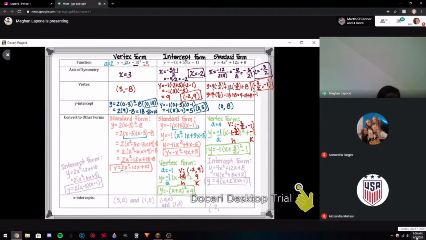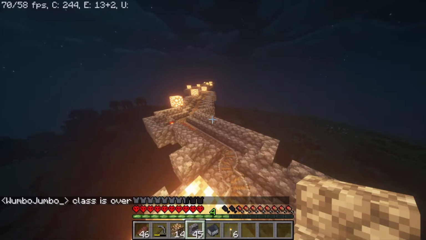And then if I want to say what my x-intercepts are, I'm going to write them down here. This is where I get negative 2, 0, and negative 1, 0.